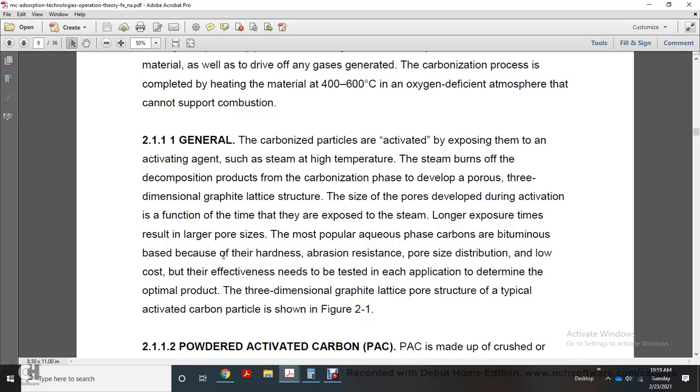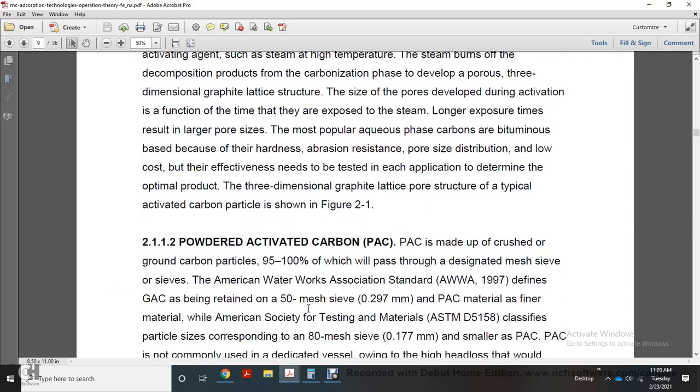The most popular aqueous phase carbons are bituminous, for their hardness, absorption resistance, pore size distribution, low cost, and efficiency, but they need to be tested in each application to determine the optimal product. The three-dimensional graphite lattice pore structure of a typical activated carbon particle is shown in figure 2.1.